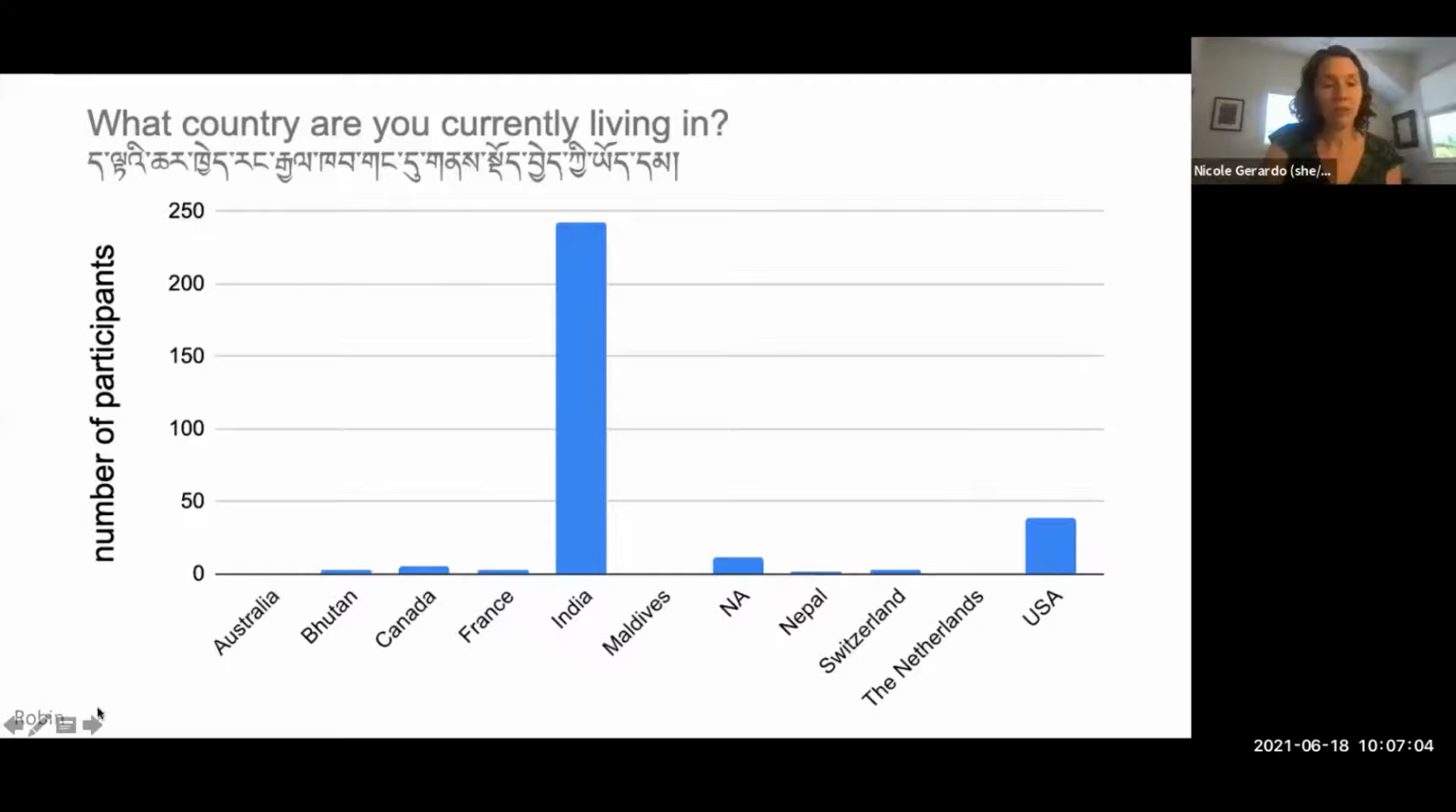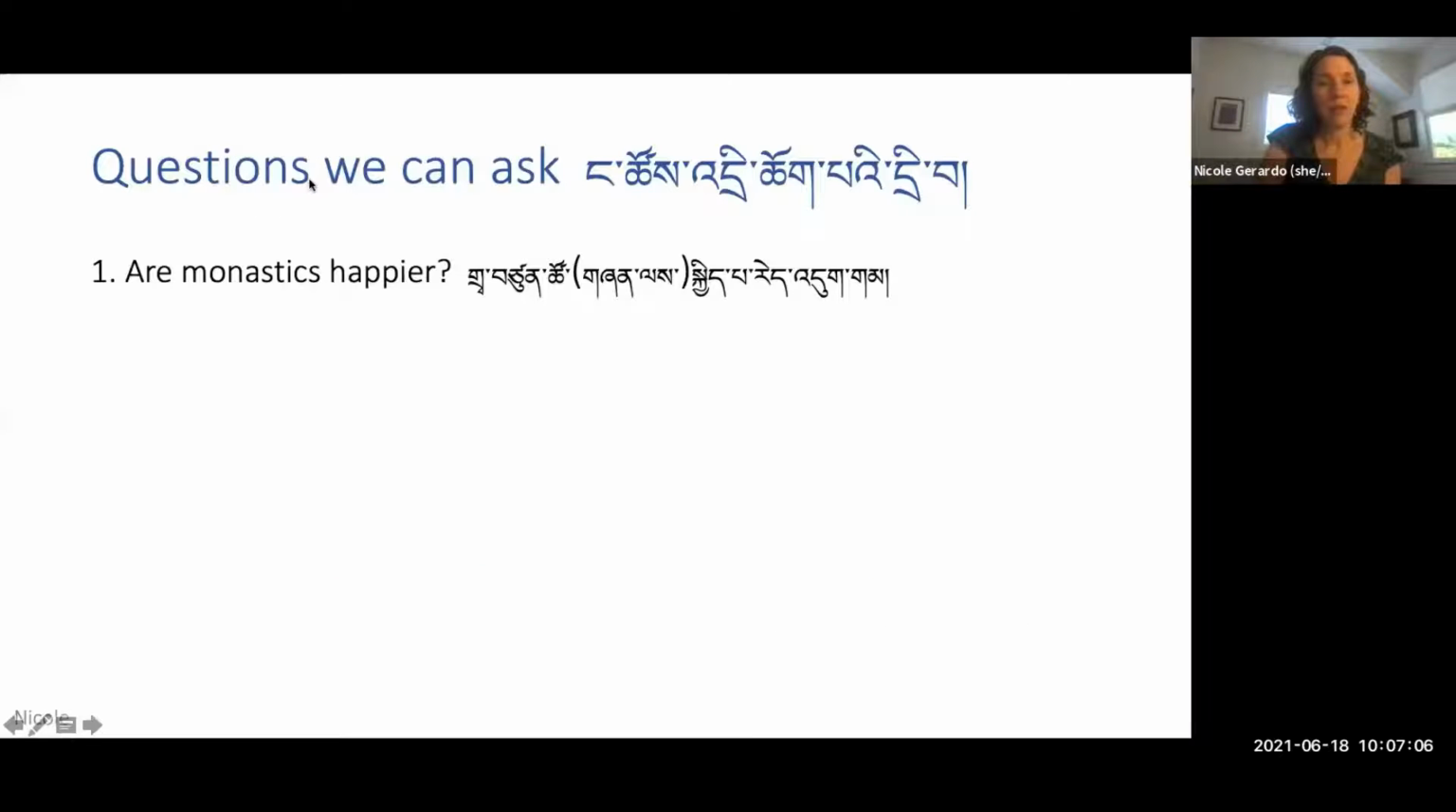Okay, so the first question that we're going to ask with our data is, Rob and I just decided to see if we could get sort of a preliminary assessment if Tibetan monastics are happier than those participants who said that they were not Tibetan monastics.